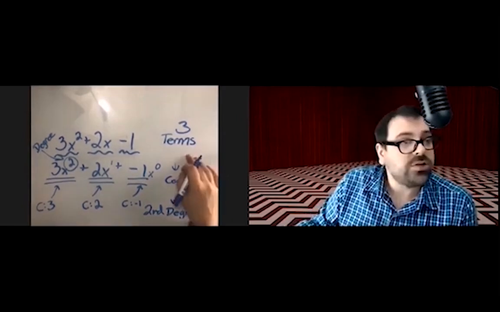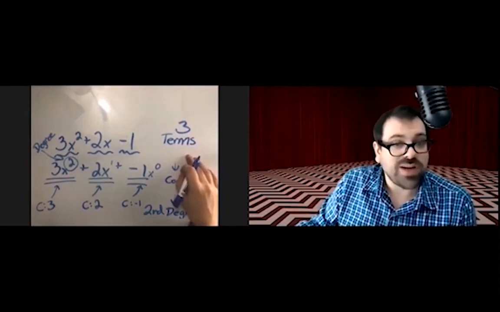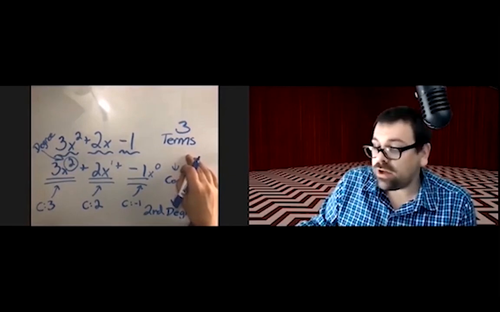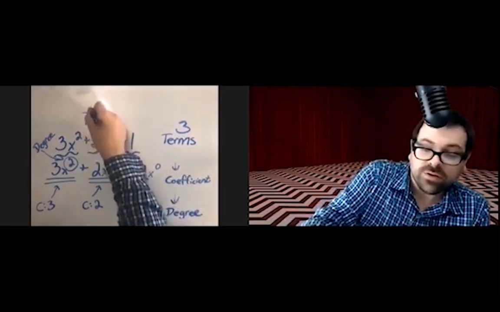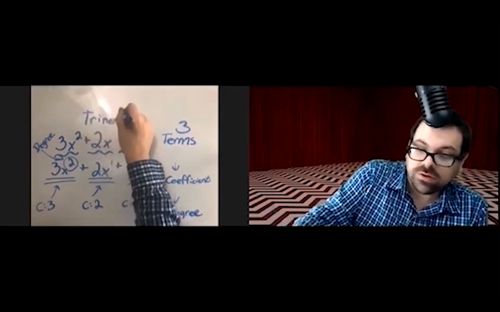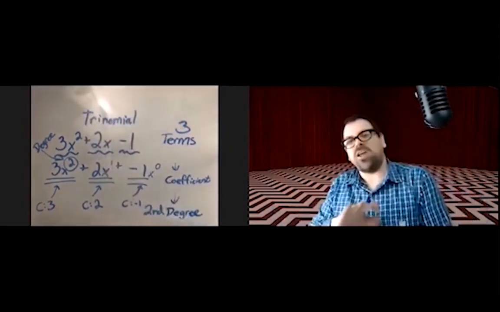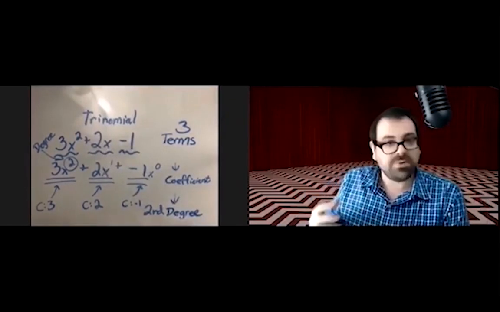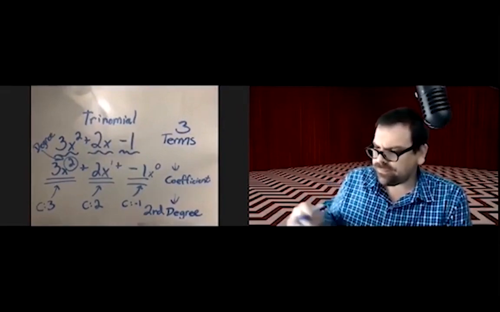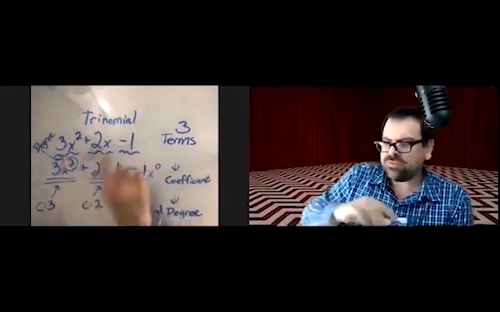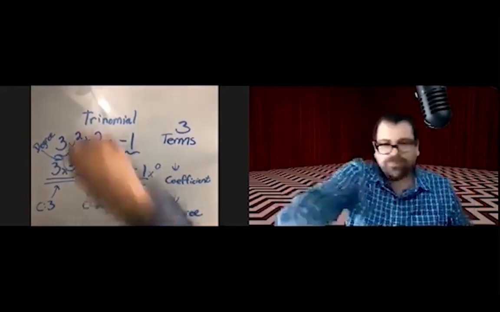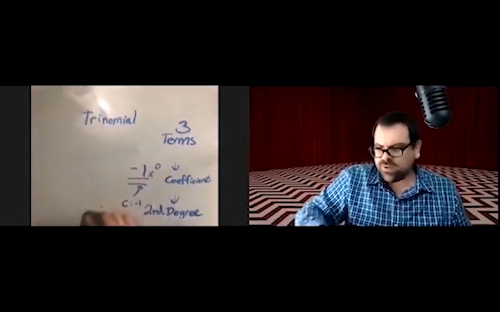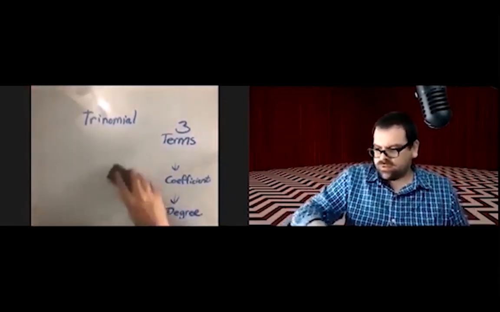Something that has 3 terms has a special name. It's a special type of polynomial called a trinomial. Think of tri like 3: triangle, tricycle, triple. 1, 2, 3 terms is a trinomial. Anything more than 3 terms, we just call a polynomial.